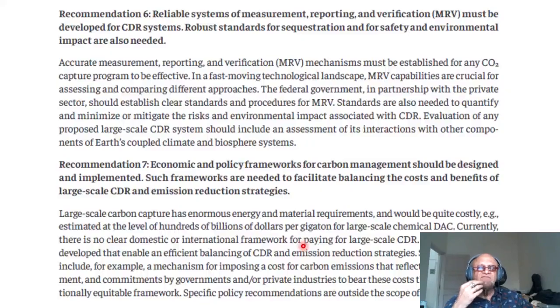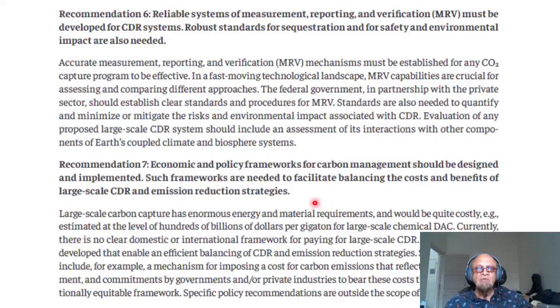Plus, if people are going to start using carbon capture, carbon dioxide removal as part of their offset, then you have to be sure that there is actually additional CO2 being removed by CDR systems, so that MRV, or monitoring, reporting and verification, becomes a very integral and critical part of the system. Economic and policy frameworks for carbon management should be designed and implemented. Such frameworks are needed to facilitate balancing the costs and benefits of large-scale CDR and emission reduction strategies, obviously, right?